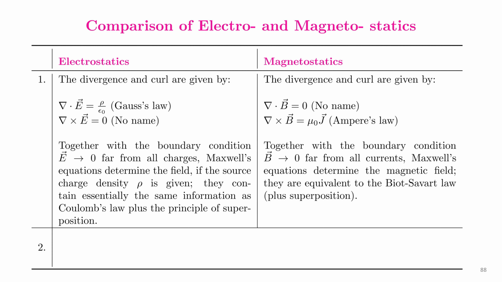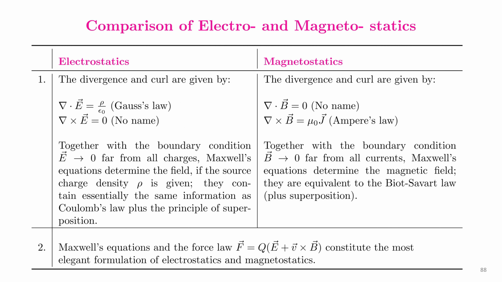In magnetostatics, the divergence and curl relations are del dot B equal to 0 and del cross B equal to mu 0 J, which is known as Ampere's law. Together with the boundary condition B tends to 0 far from all currents, Maxwell's equations determine the magnetic field and they are equivalent to the Biot-Savart law plus the principle of superposition. In both cases, the Maxwell's equations and the Lorentz force law constitute the most elegant formulation of electrostatics and magnetostatics.